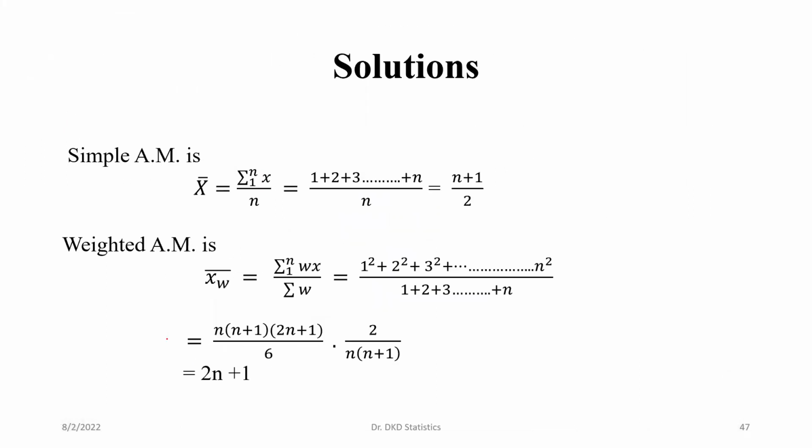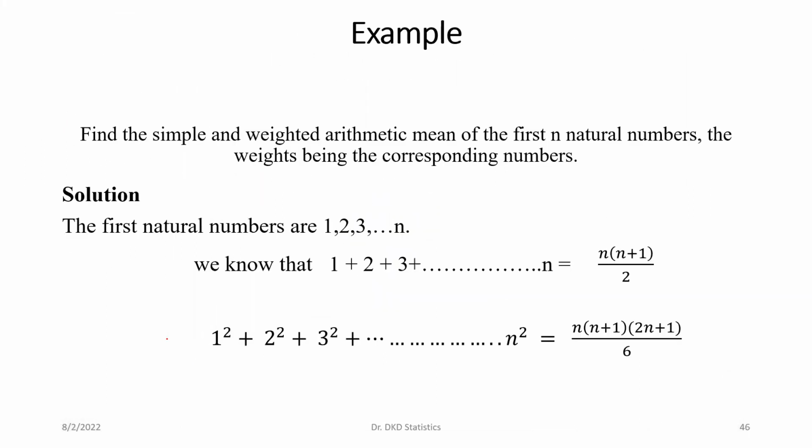Now the next point is to find the simple and weighted arithmetic mean of the first n natural numbers, with the weights being the corresponding numbers. The first natural numbers are 1, 2, 3, up to n. If we are adding n natural numbers, we can find the sum as n(n plus 1) divided by 2.